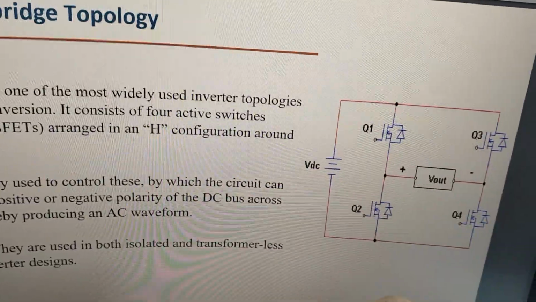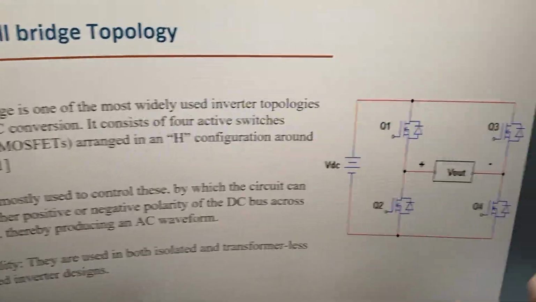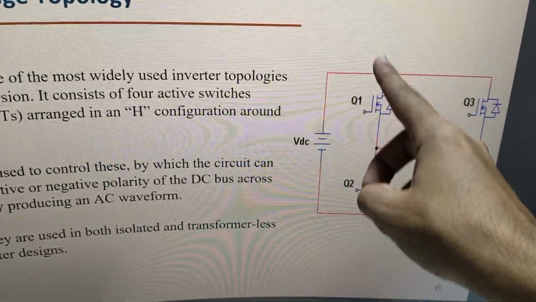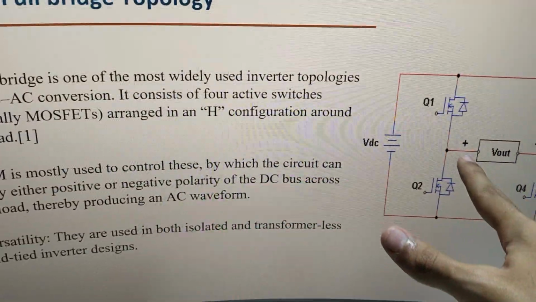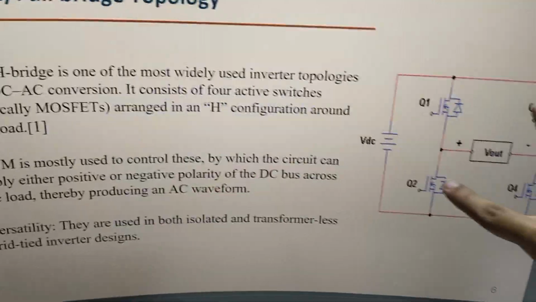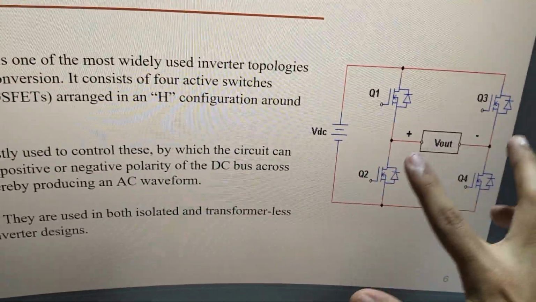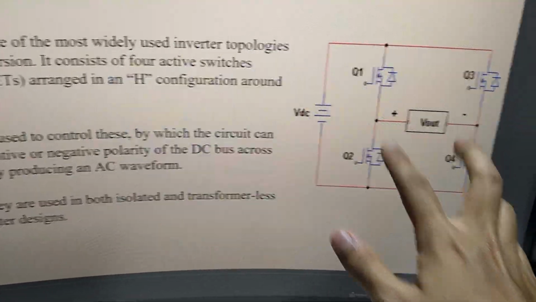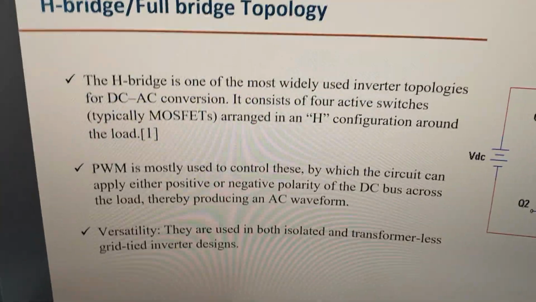And if I try to show you how the bidirectional part comes, let's say you turn these two switches on, right? Then the current would flow like this, and you would basically get a plus voltage across your load. Now if you turn these two switches on, the current would flow like this. Then you would get a minus voltage, negative, if you measure this with respect to this. So that's how the AC is generated from your DC.